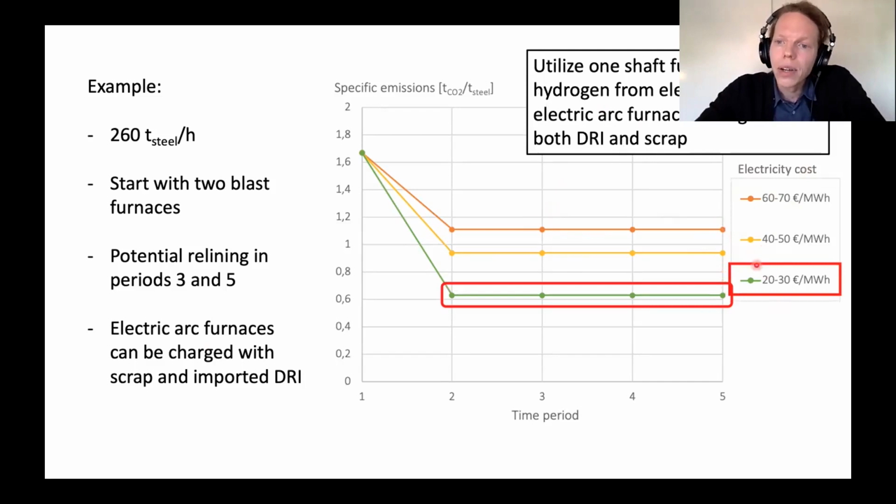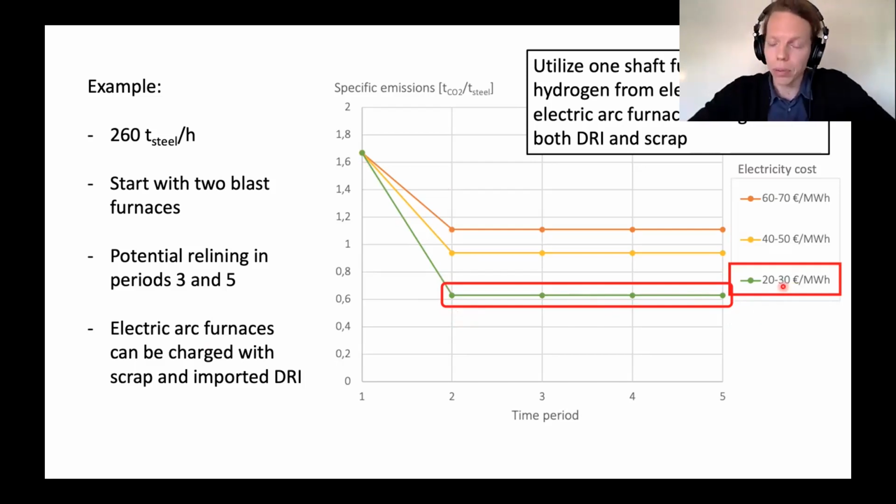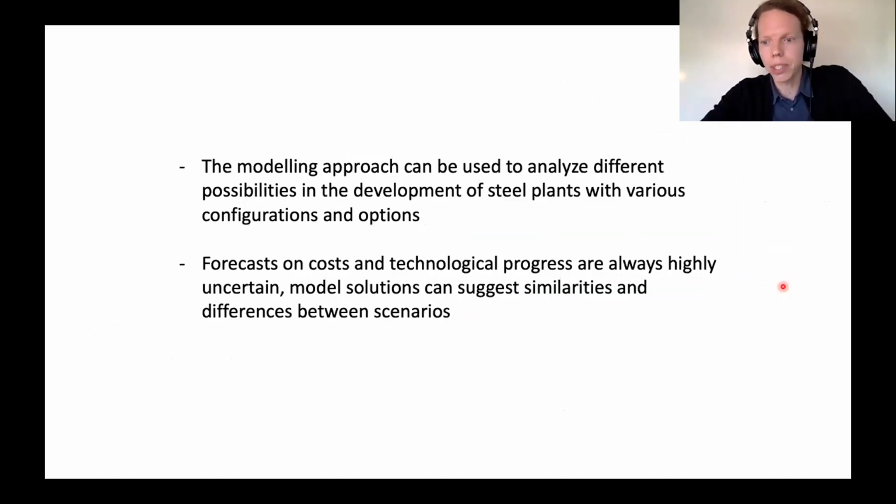But then with the cheapest electricity cost of 20 to 30 euros per megawatt hour, we would replace the blast furnaces with a shaft furnace and 2 electric arc furnaces. So in this solution, again, the shaft furnace option, this hydrogen reduction, becomes economical compared to the blast furnace option.